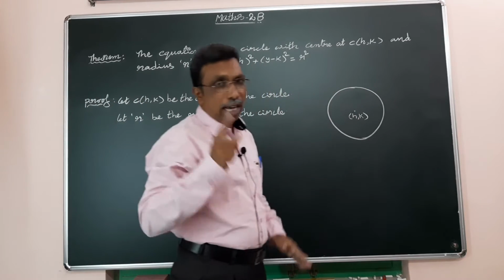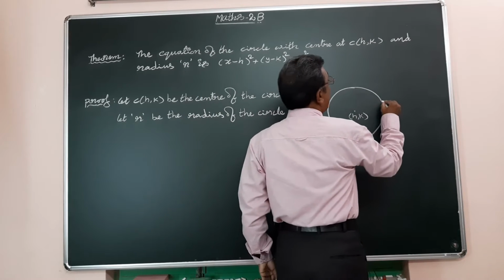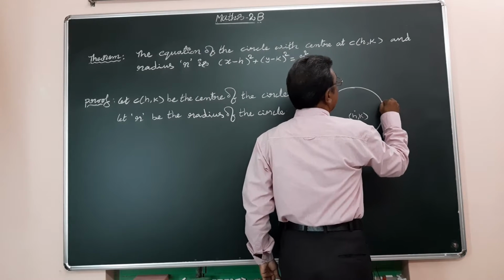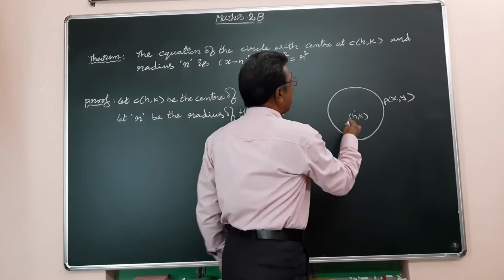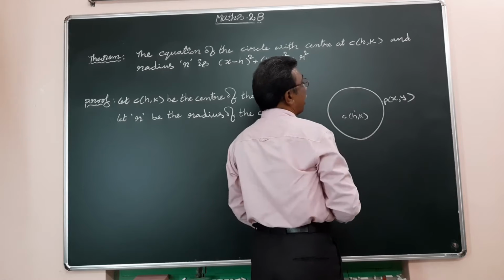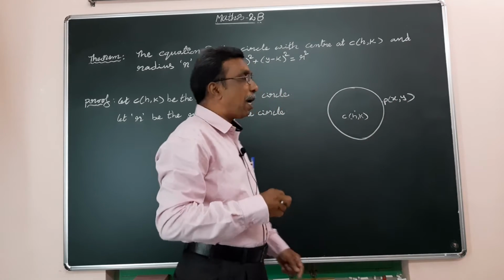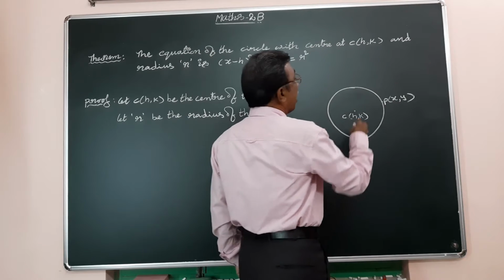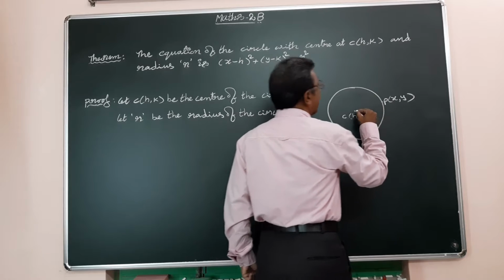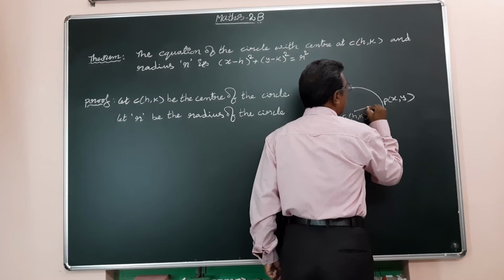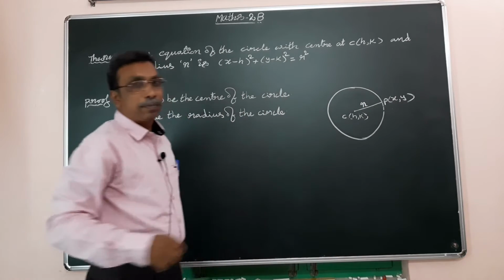So now we consider one point on the circle. We consider one point P of x comma y. This is the center C of h comma k, and this is the point on this circle. The distance between these 2 points is called the radius. This is the radius of the circle, r.